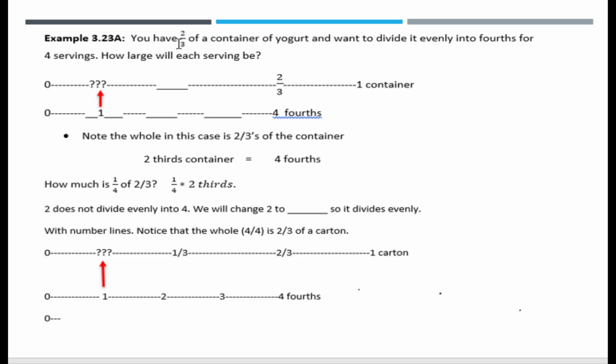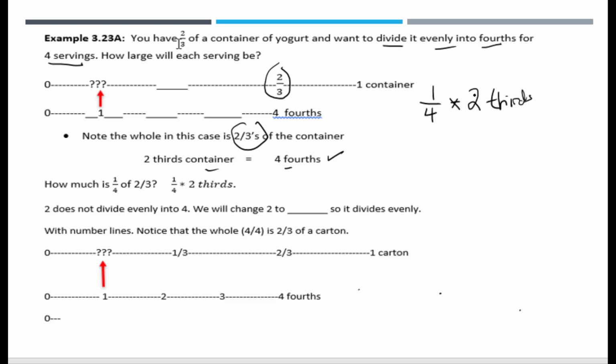Okay, so just follow the logic here. There will be an easier way to do this, but the logic will lead to that easier way. So here you have 2/3 of a container of yogurt, and you want to divide it evenly into fourths for 4 servings. So in this case, 2/3 of the container is 4/4. So what I want is 1/4 of, which means multiply, 2/3.